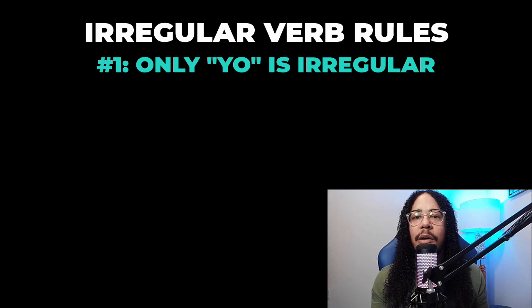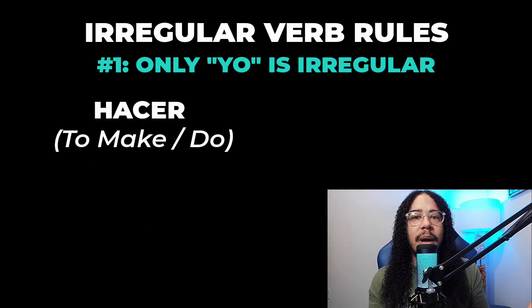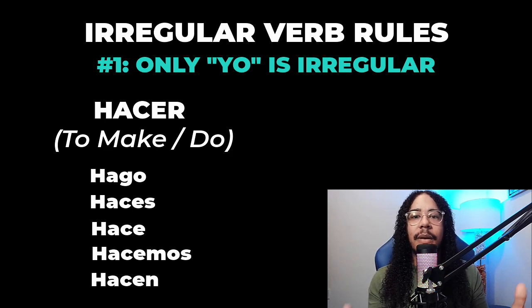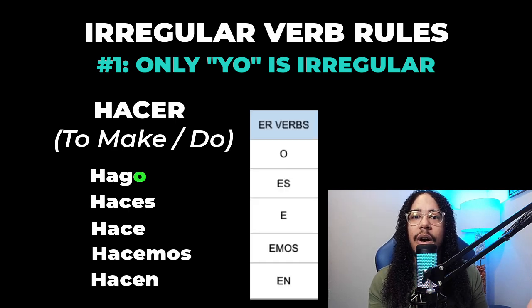Now let's look at the verb hacer, which means to make or to do. The conjugations for hacer are hago, haces, hace, hacemos, and hacen. Again, all of the endings are regular: o, es, e, emos, en. But in the yo form, the c changes to g. So instead of it being haco, it's hago.